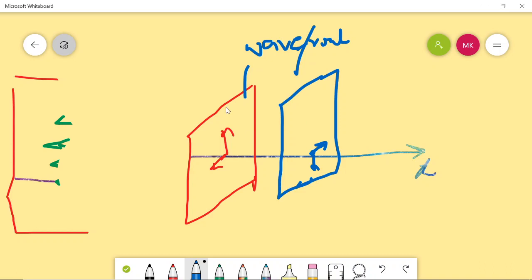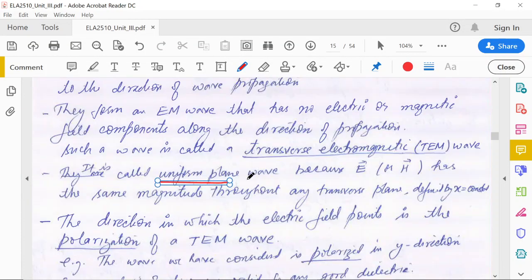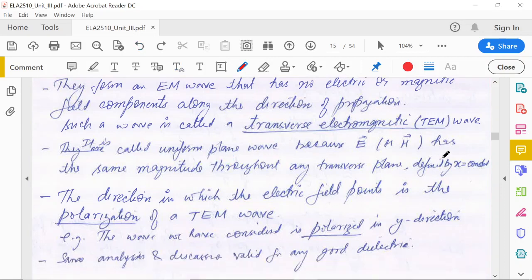When time passes, the wavefront will move, because the electric and magnetic field propagate in this direction. So it seems that the wavefront is moving. That's why they are called uniform plane waves: in a plane perpendicular to the direction of propagation, the electromagnetic field remains uniform, remains constant, with the same magnitude.